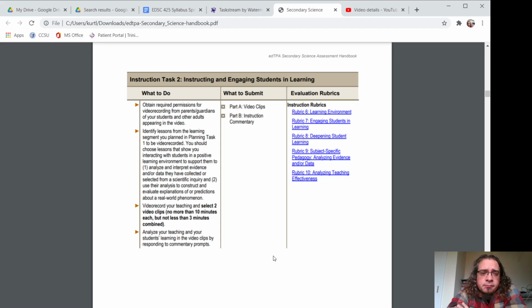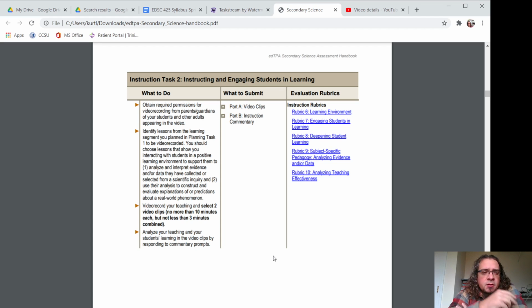So the first bullet point there is obtain required permissions for video recording. Okay, that's sort of an obvious thing. The second one, identify lessons for the learning segment you planned in Planning Task 1 to be video recorded. So here you have just a small section of your teaching, and it obviously has to be part of the 3 to 5 lesson learning segment.